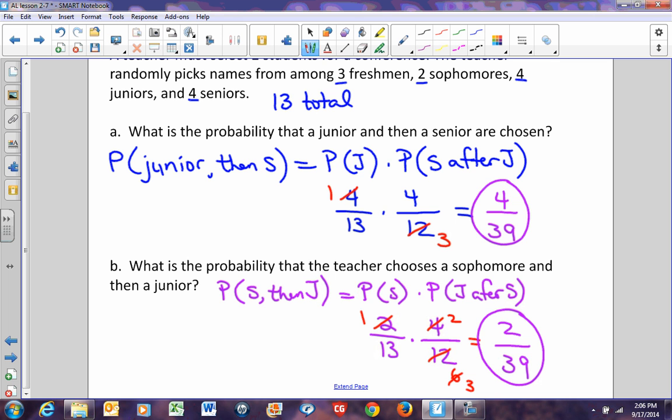Really, probability of compound events is not difficult. You just have to figure out whether or not the events are independent or dependent. If you pull the one person out, does it affect the next thing? If it does, it's dependent. If it doesn't, it's independent.